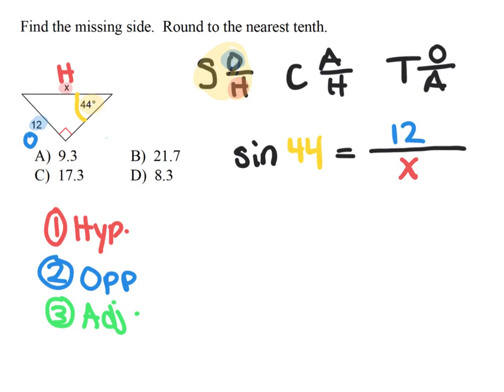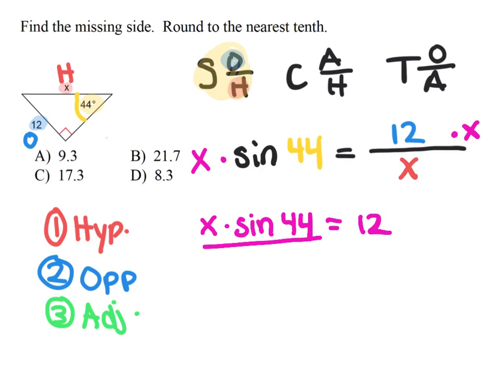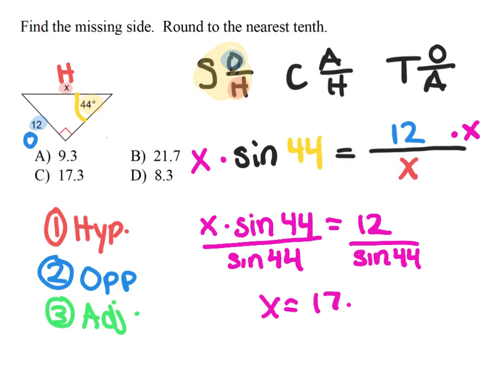Now to solve, we first want to clear the fraction. So you'd multiply both sides by x to get x times sine of 44 equals 12. And then the opposite of multiplying is dividing. So I would divide both sides by sine of 44, which gives us x equals 17.275. And since we're rounding to the nearest tenth, we're going to make it 17.3. So your answer should be C.